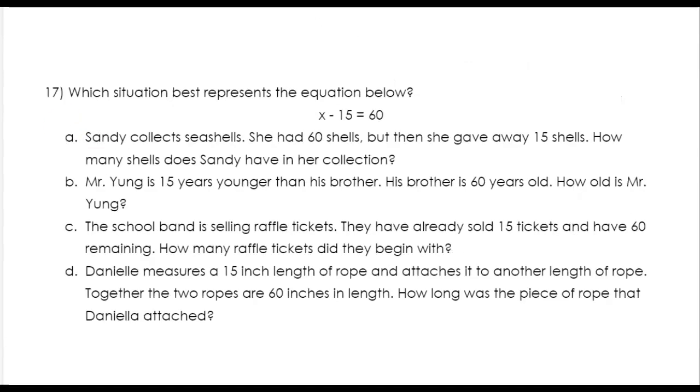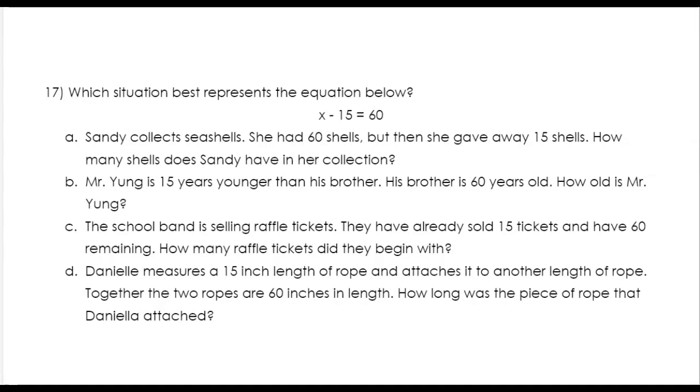17. Which situation best represents the equation below? X minus 15 equals 60. A, Sandy collects seashells. She had 60 shells, but then she gave away 15 shells. How many shells does Sandy have in her collection? B, Mr. Young is 15 years younger than his brother. His brother is 60 years old. How old is Mr. Young?